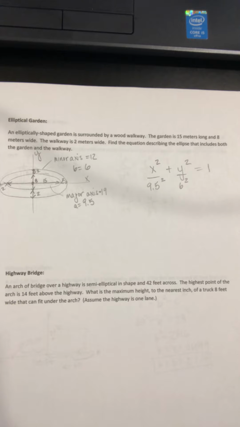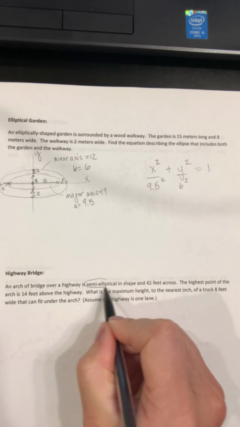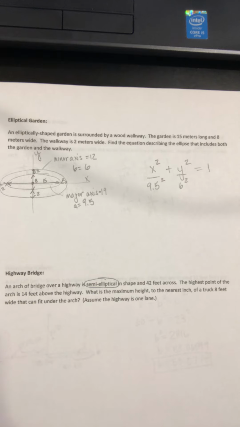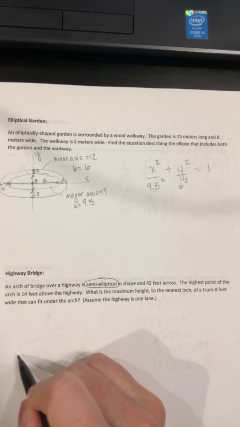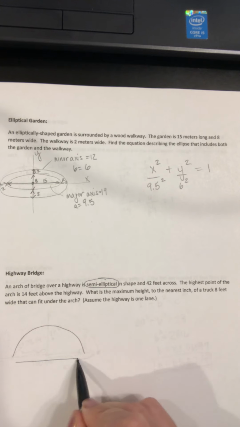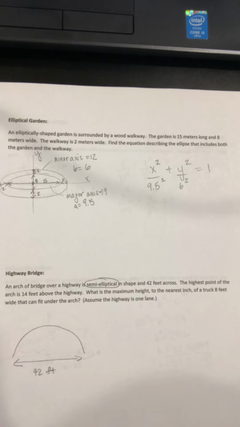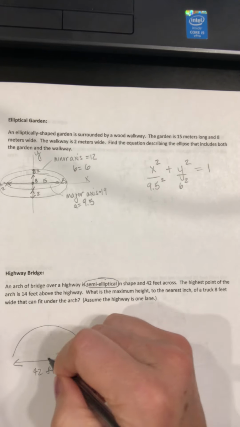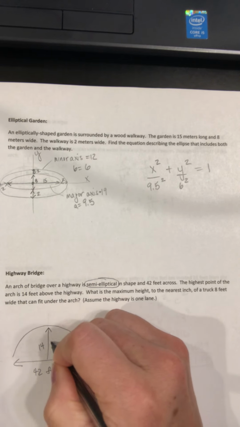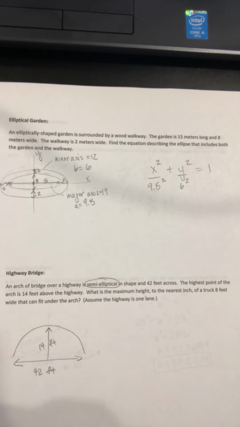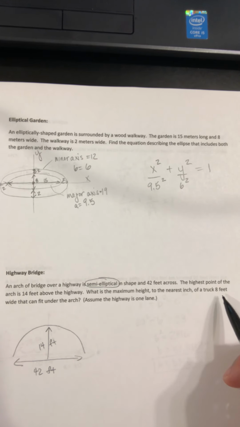Lastly, an arch bridge over a highway is semi-elliptical. Okay, so I mentioned this yesterday. I'm going to have to tell you what kind of shape it is. So it will say either parabolic or semi-elliptical, okay? So if you look here, we have this, which I know is an ellipse, right? It is 42 feet across, okay? The highest point of the arch is 14 feet above, okay? What is the maximum height to the nearest inch of a truck 8 feet wide that can fit? So assume the highway is 1 lane.